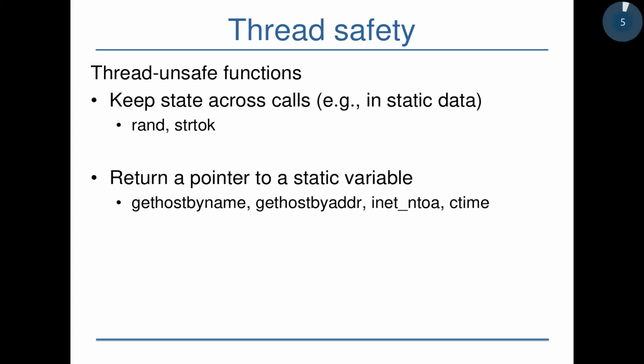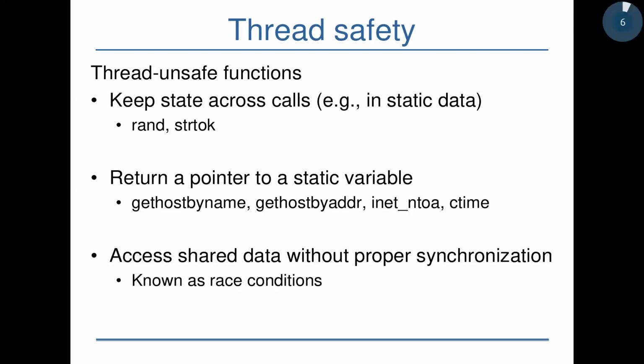There are also sometimes functions that return a pointer to a static variable. Unless it's a read-only variable, that's a problem, right? So you want to make sure that when you implement functions like this, you don't have the same problem. For example, gethostbyname, gethostbyaddr, and so on. Sometimes, you just access shared data without proper synchronization. This is in general known as a race condition, as we talked about, right? And this will cause certain issues.